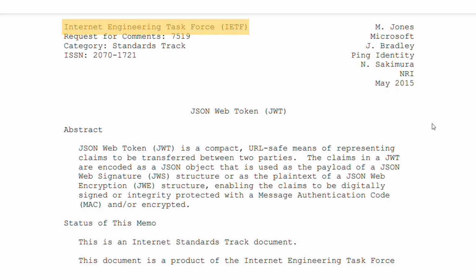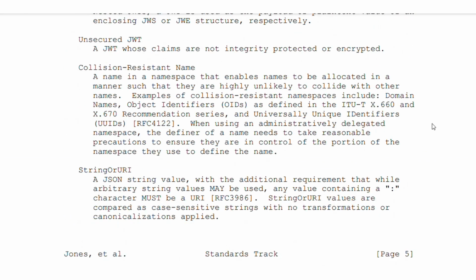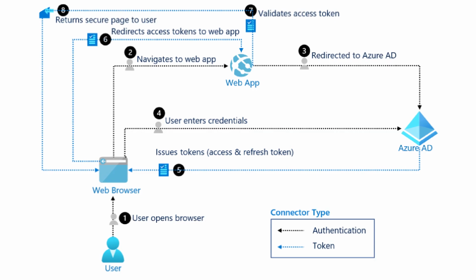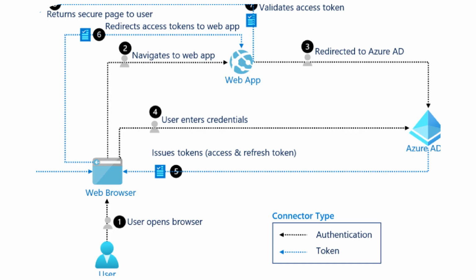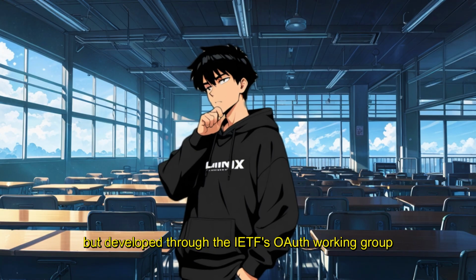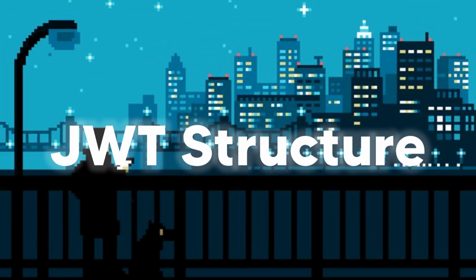In May 2015, JWT was officially standardized by the Internet Engineering Task Force, defining its structure and registered claims. Since then, JWT has become widely adopted in APIs like OAuth2 flows and identity providers like Auth0 and Okta. JWT was not invented by a single person, but evolved through the IETF's OAuth working group. Now, let's focus on JWT structure.